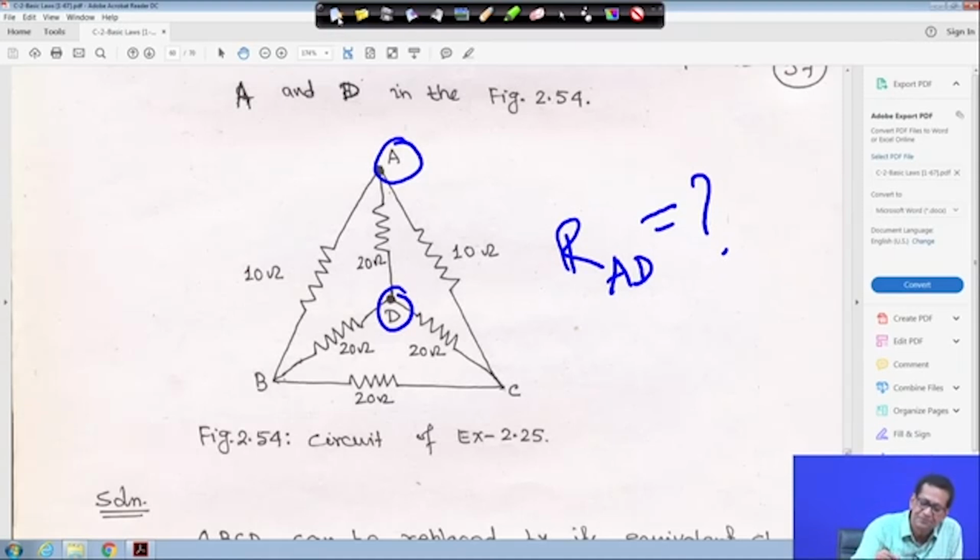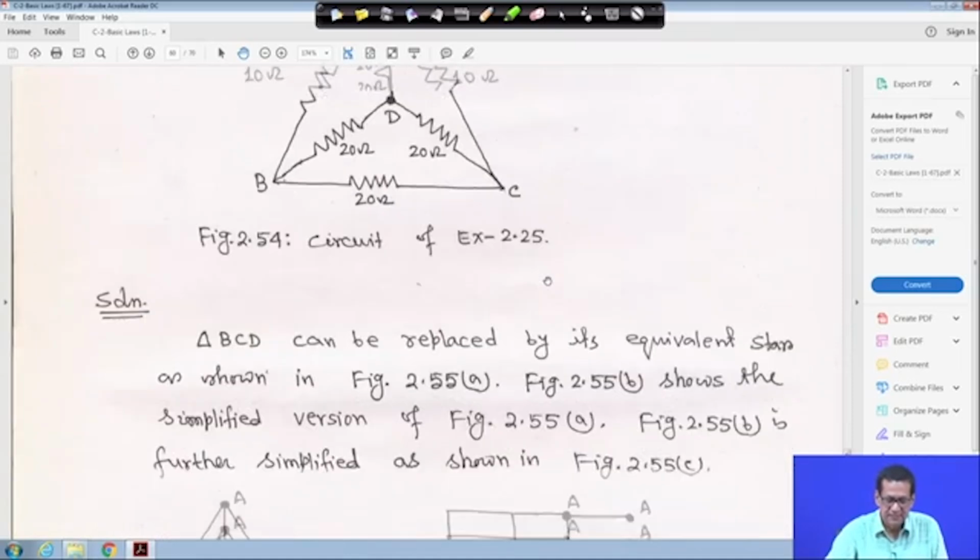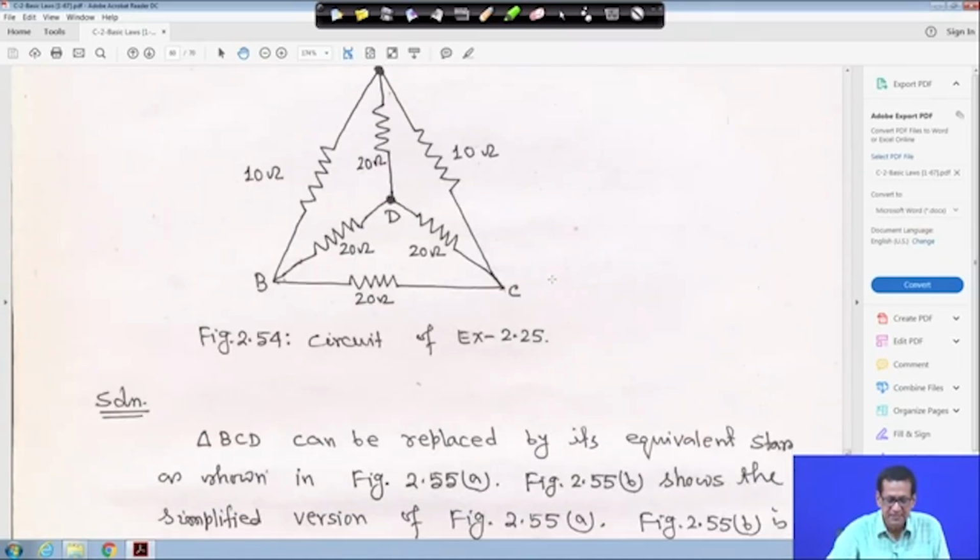So, let me clean it. Now in this case what you can do is, if you take the triangle BCD, that means B, C and D, and all are 20 ohm resistance. This is 20, this is 20, all are 20 ohm resistance. So, this BCD is a delta formation, and you have to convert it to star first. All are equal, 20, 20, 20. So, things are simple.